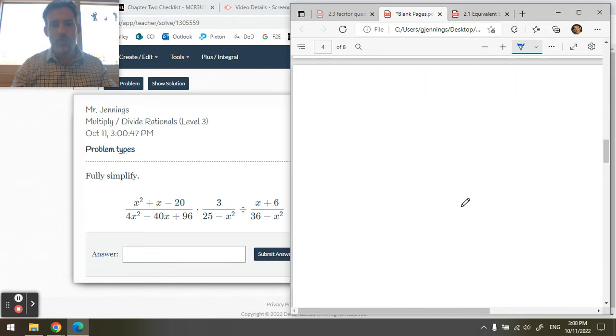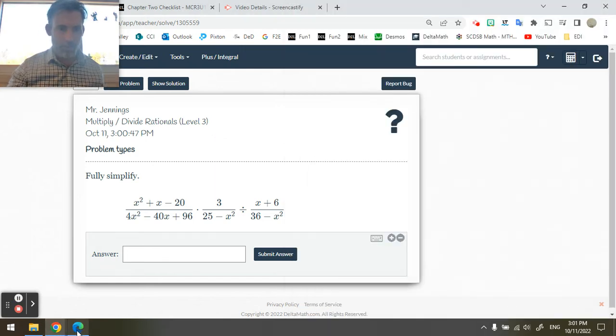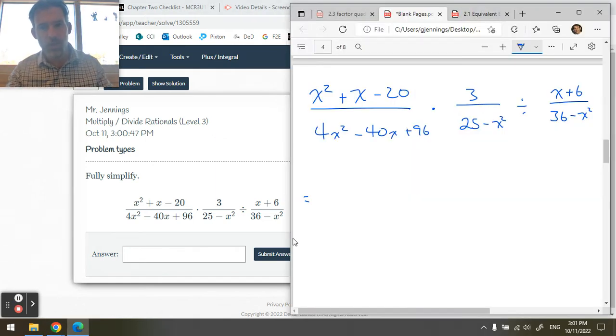Okay, here we go. So first step, copy it out carefully. I'm going to pause the video. Hey, there it is. That was better than watching me copy it out, right? So let's factor all these pieces. x squared plus x minus 20. Numbers that multiply to minus 20 and add to 1 are x plus 5 multiplied by x minus 4. Notice that that's the factorization of that one.